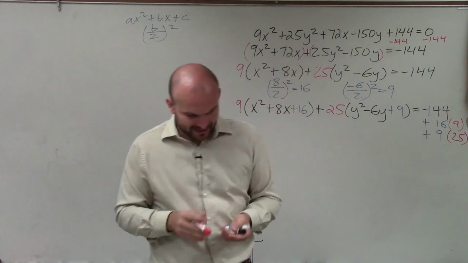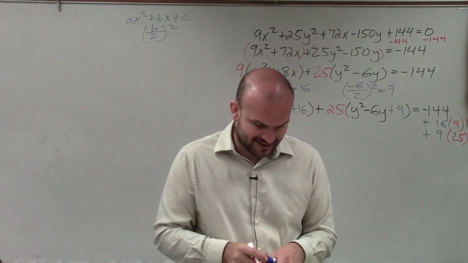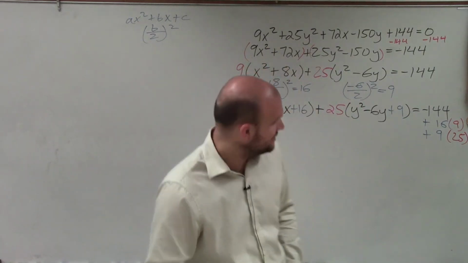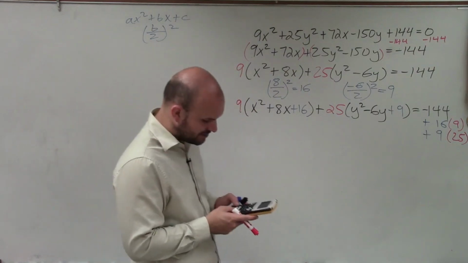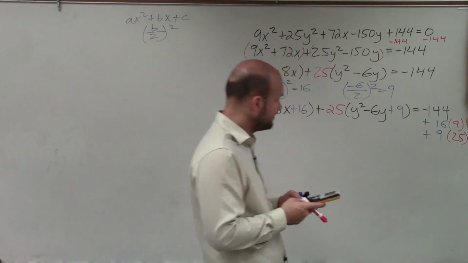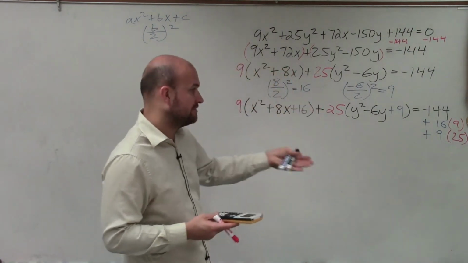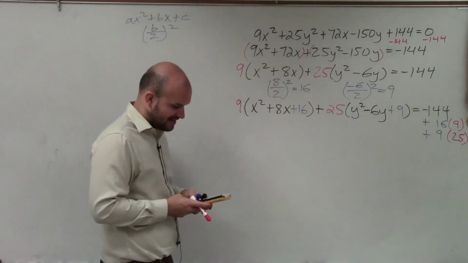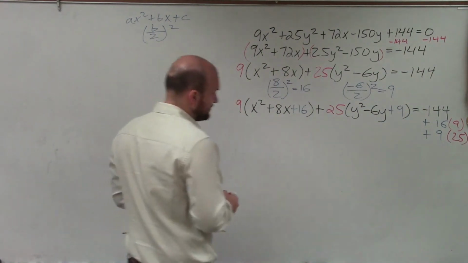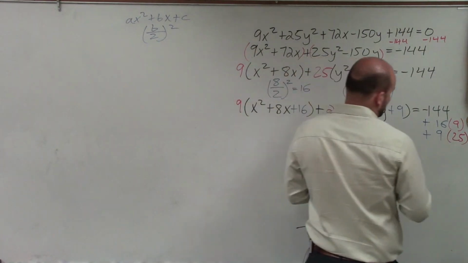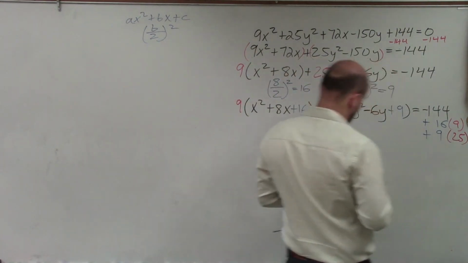And it seems like it's just going to be some math that I'm going to use my handy-dandy calculator to figure out here. So 16 times 9 is 144. Minus 144 is going to be 0. 9 times 25 is going to be 225. OK, so by doing all of this math, I end up getting 225.